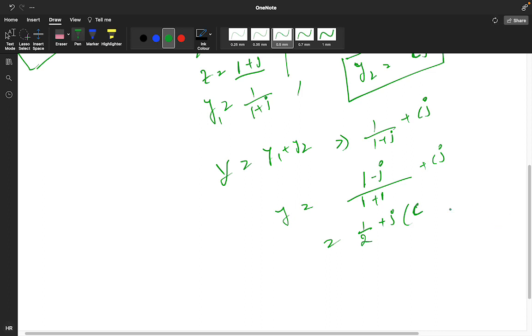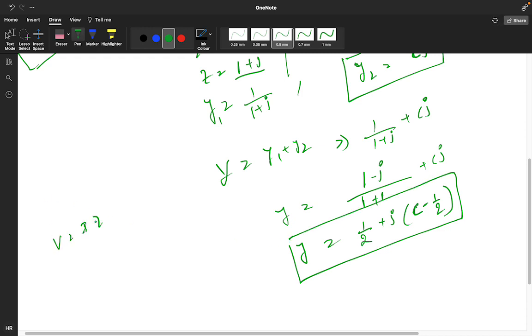Okay. So this is C minus 1 by 2. It's coming. Okay. So you are getting the Y value, this particular. What is the relation between V and I? V is equal to I into Z. So what is the relation between them? You can write I is equal to V into Y. Okay. I is equal to V into Y.